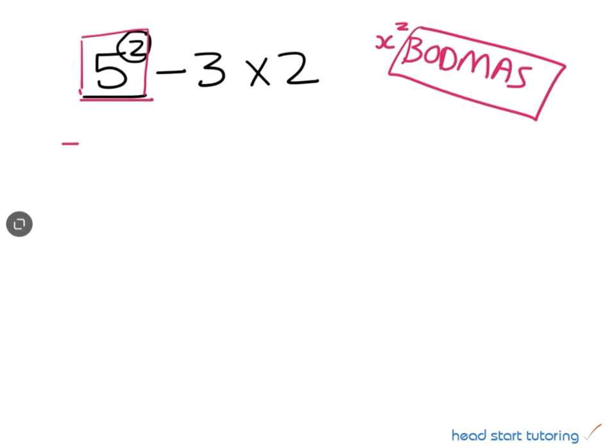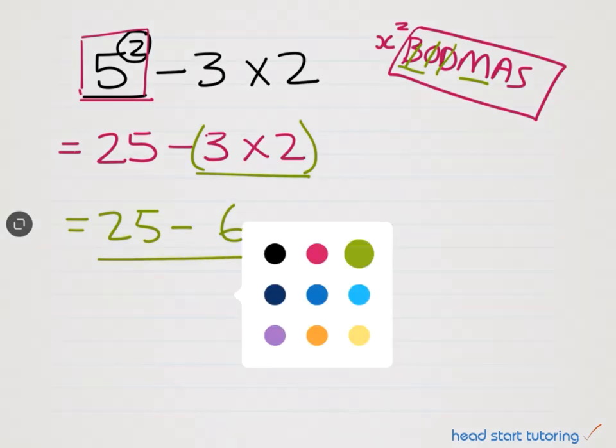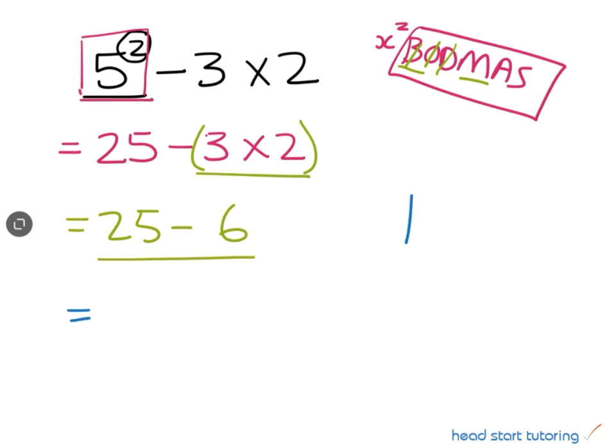Okay, so we would immediately rewrite that as 25, because 5 to the power of 2 is 5 times 5, which is 25, and we minus 3 times 2. Then we have a look. What have we got? We don't have any brackets, we don't have of, we don't have division, we do have multiplication. So there's our multiplication. So we can write 25 minus 6. And we're only left with one operation after that. So 25 minus 6, you can do that on the side, and that will give you 19. And there's your answer.